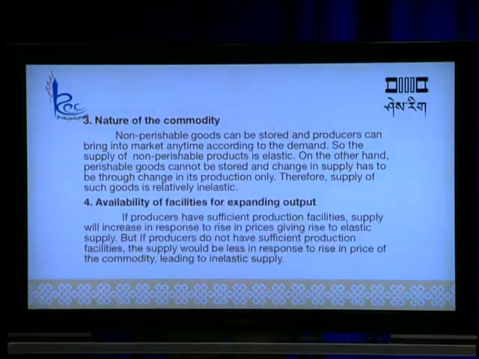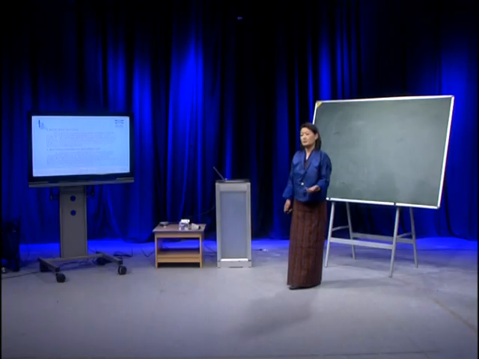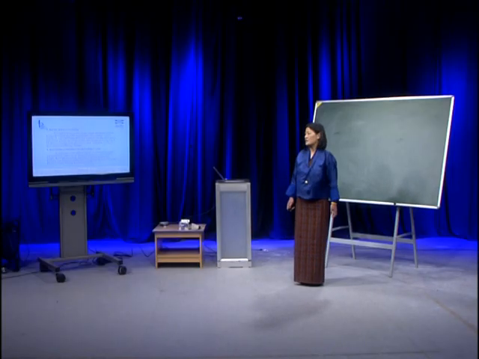But if the producers do not have sufficient production facilities, for example, if they have a shortage of power or fuel, then the production is going to be less. So, the supply will be inelastic in the case where a producer does not have enough production facilities.